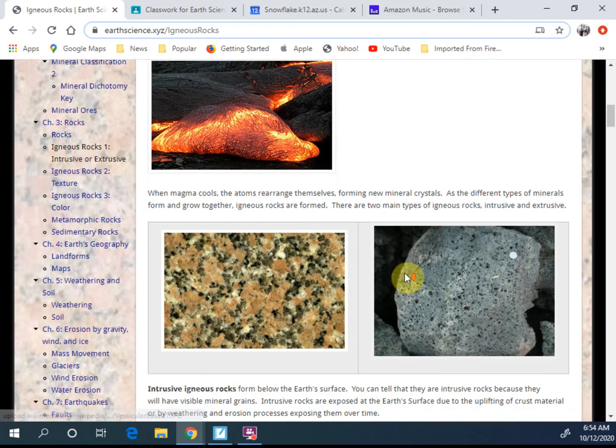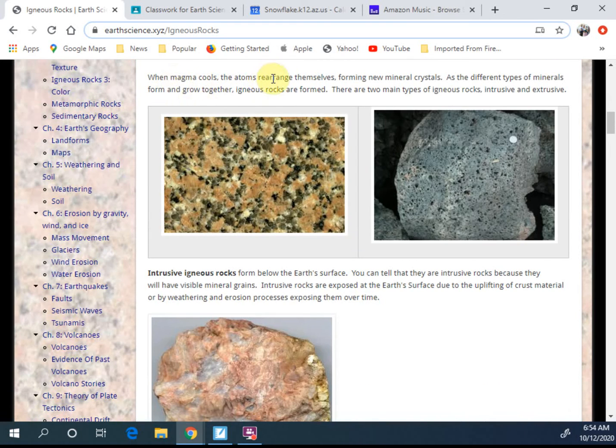Beautiful picture here. Okay. When magma cools, the atoms rearrange themselves, forming new mineral crystals. As the different types of minerals form and grow together, igneous rocks are formed. Again, it depends on where it's located. If it's deep within the crust, it will have time to slowly cool off, much like an oven turned off, but the door never opened. It can retain a lot of heat for a long time. That allows for these atoms to rearrange slowly.